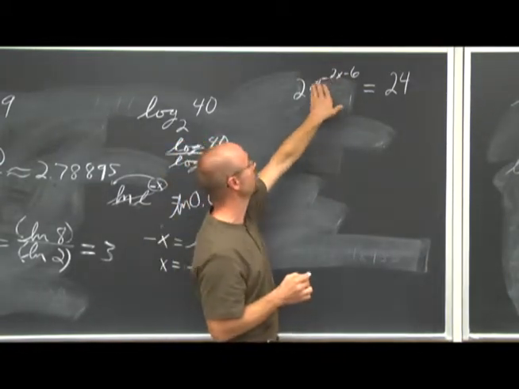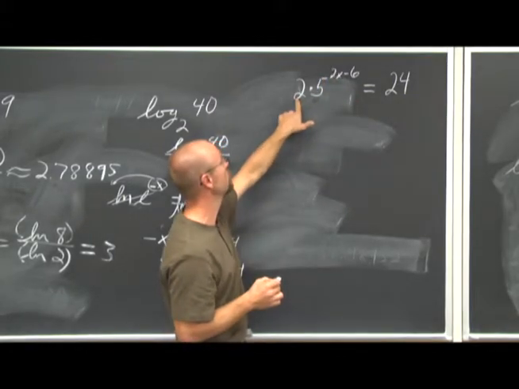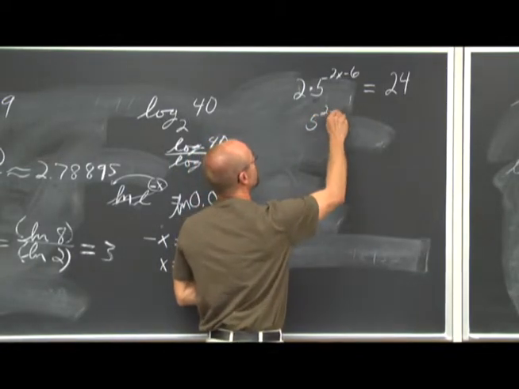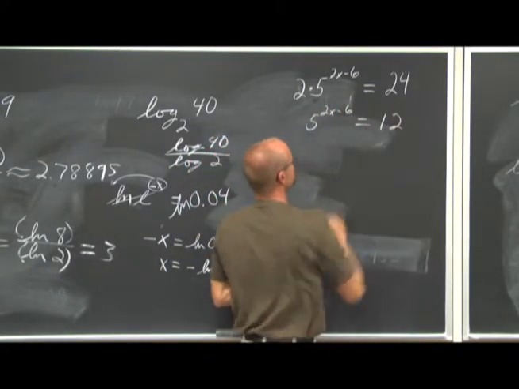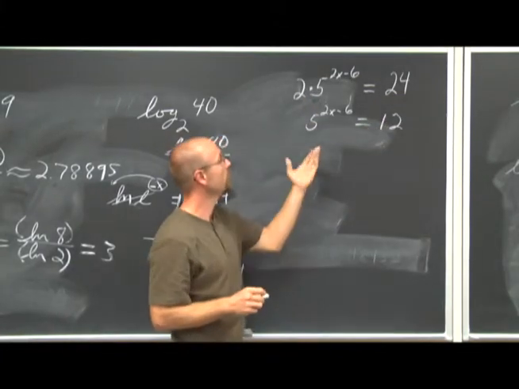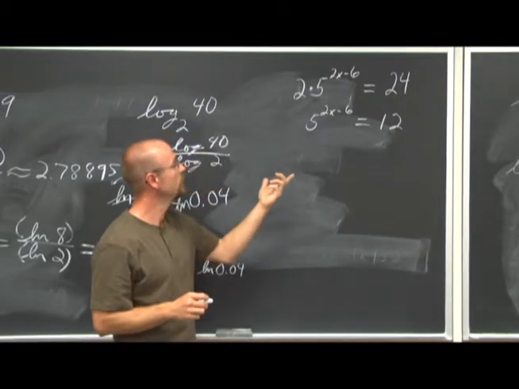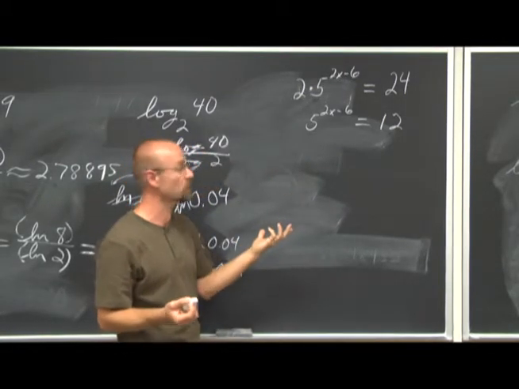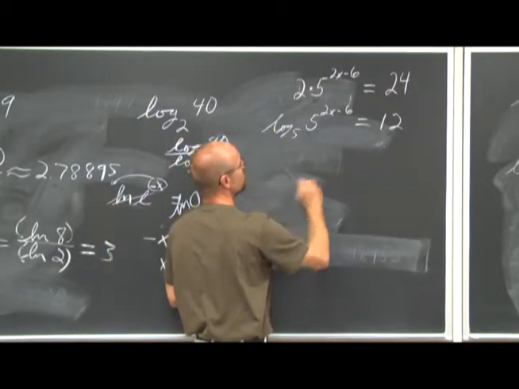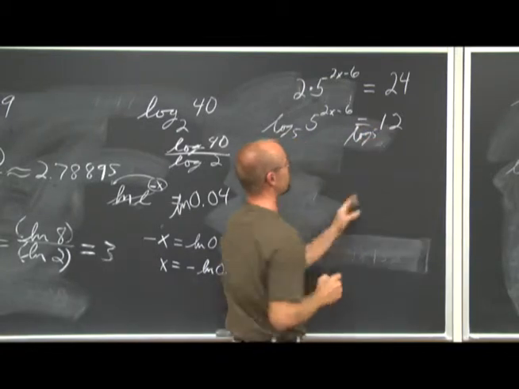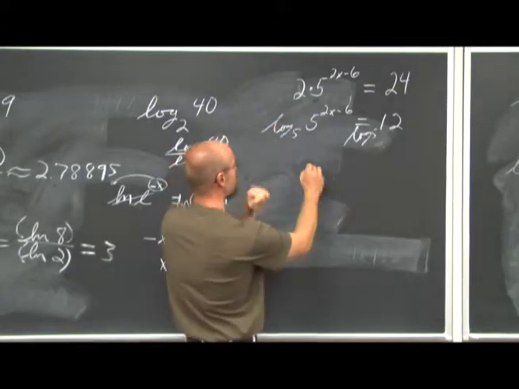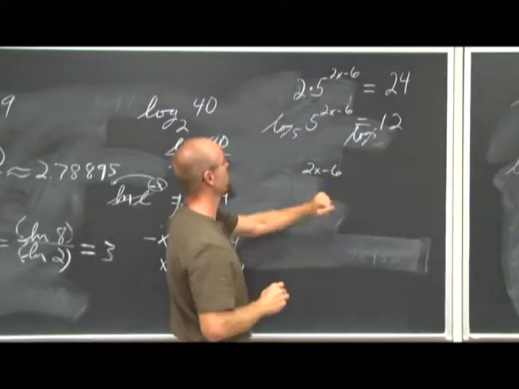Well, the first thing, I want to isolate my base. So instead of 2 times this quantity, I'm going to divide both sides by 2. So divide that by 2, the 2's reduced. Divide that by 2, I get 12. Now, I can say, well, I could take the log base 5 of both sides. So let's do that. If I take log base 5 of this side and log base 5 of this side, we can reduce this. This simplifies to just 2x minus 6, excuse me.